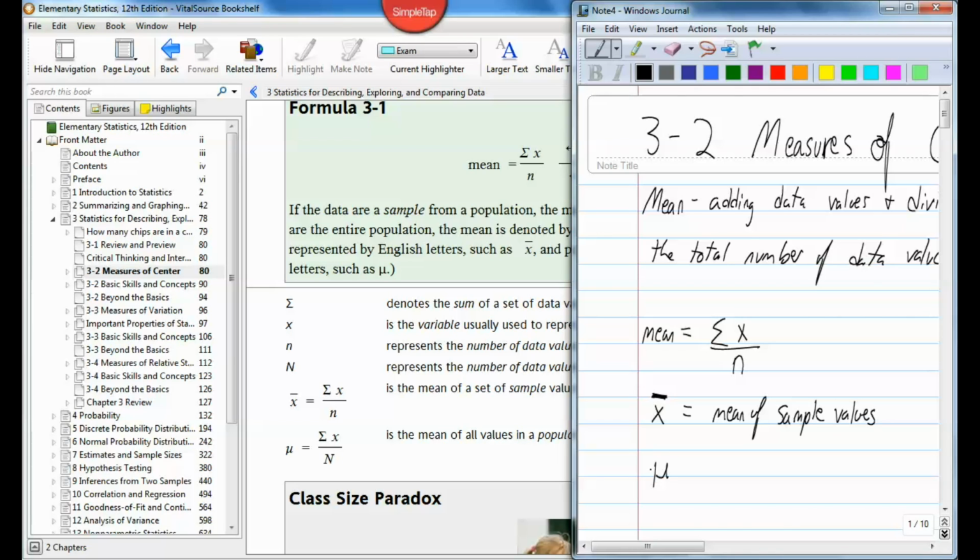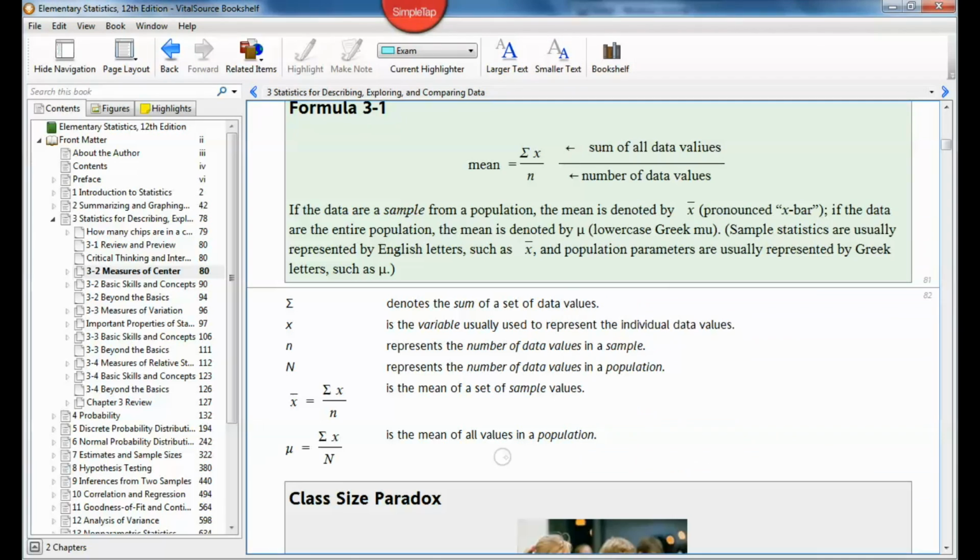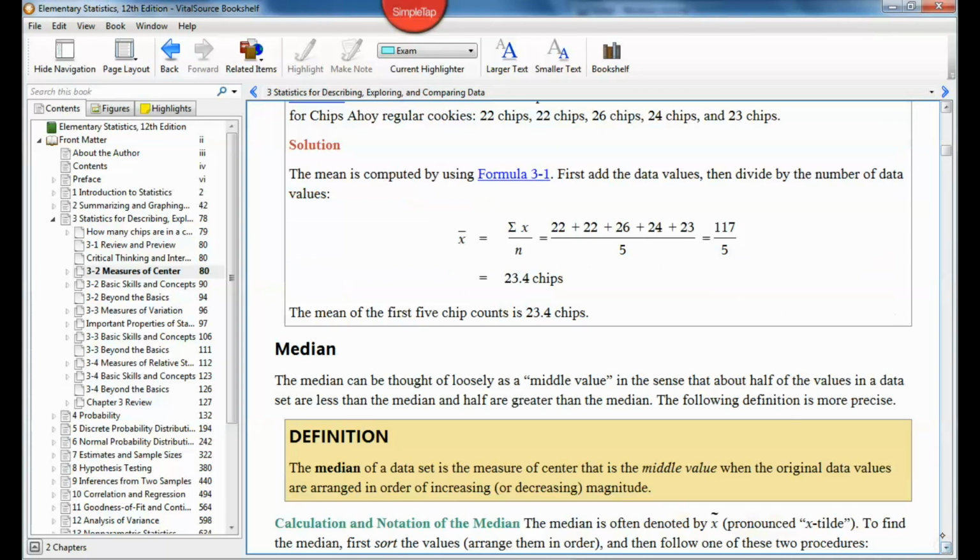Mu, this letter right here, kind of looks like a U, but it kind of doesn't, because it's got a little extra line here. That is the Greek letter mu. I believe that's a lowercase mu. That is associated with the mean of a population. All right. So if you see a formula that has mu, that's a population mean. If you see a formula that has x bar, that's a sample mean throughout the rest of the book, and it's used over and over and over.